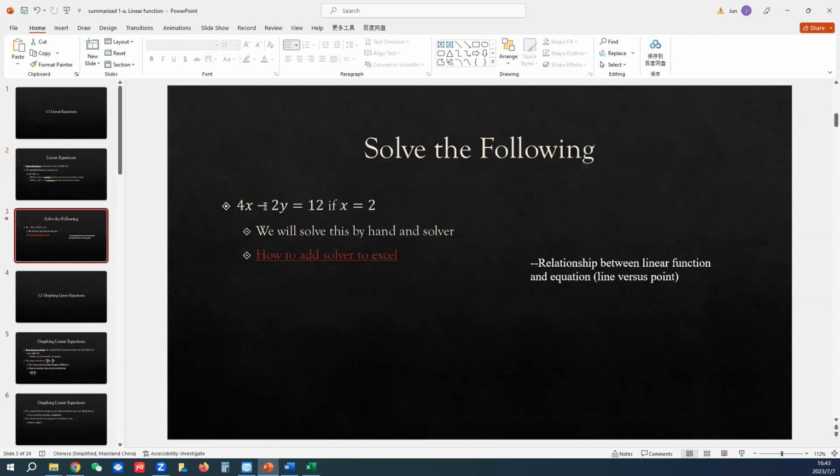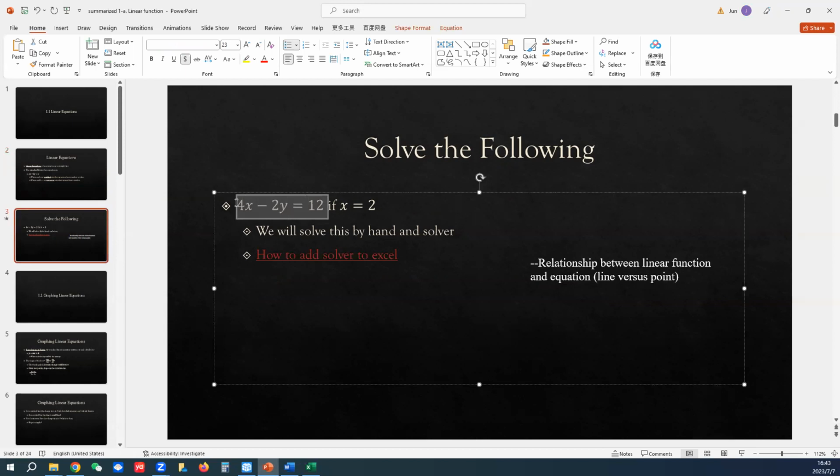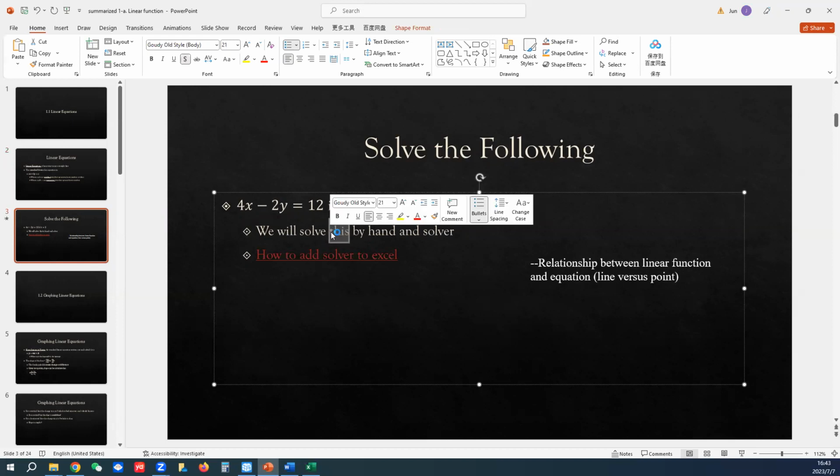So now let's turn to this. 4x minus 2y equals 12. So that is a function. Now if x equals 2, we're going to solve for y by hand and use a solver. Okay, so let's first solve this by hand.